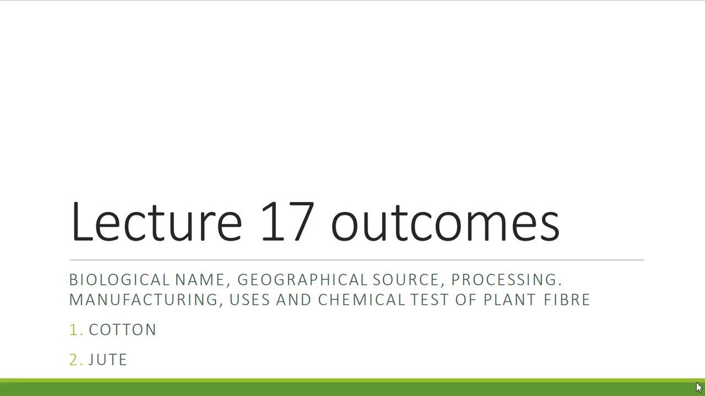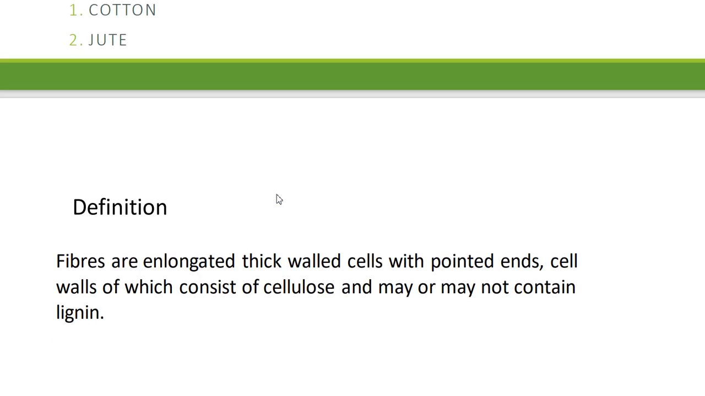Hello all, in this video we are going to study about plant fibers of Unit 5 of Pharmacognosy, wherein we are going to talk in detail about the two important plant fibers, that is your cotton and jute, and also we'll study about the biological name, their source, their processing, their manufacture, and the uses, and there's some important chemical test.